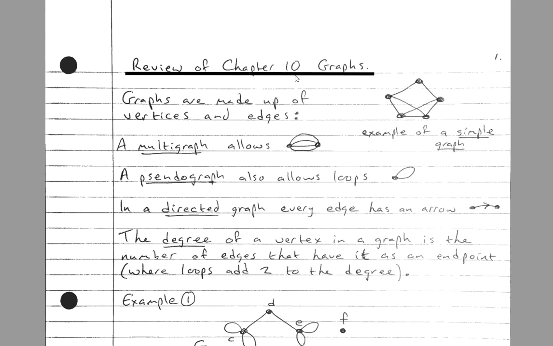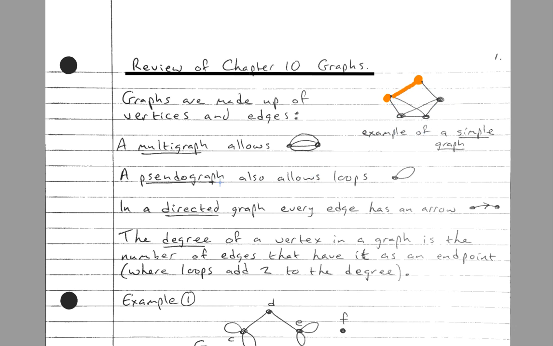Let's review chapter 10 on graphs. What are the main ideas we need to remember? All right, so graphs, they're vertices and edges. So every edge has a vertex at each end, so two endpoints.